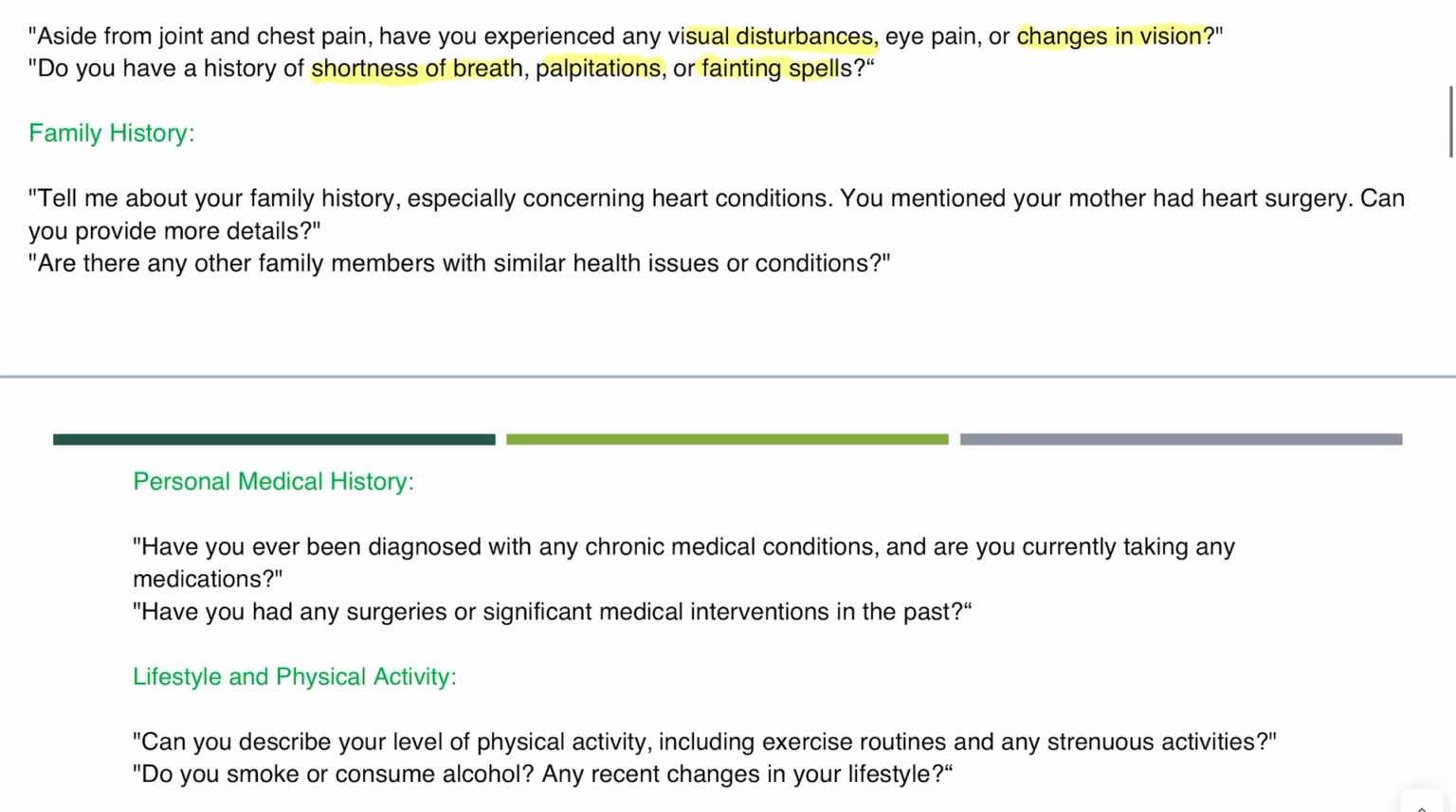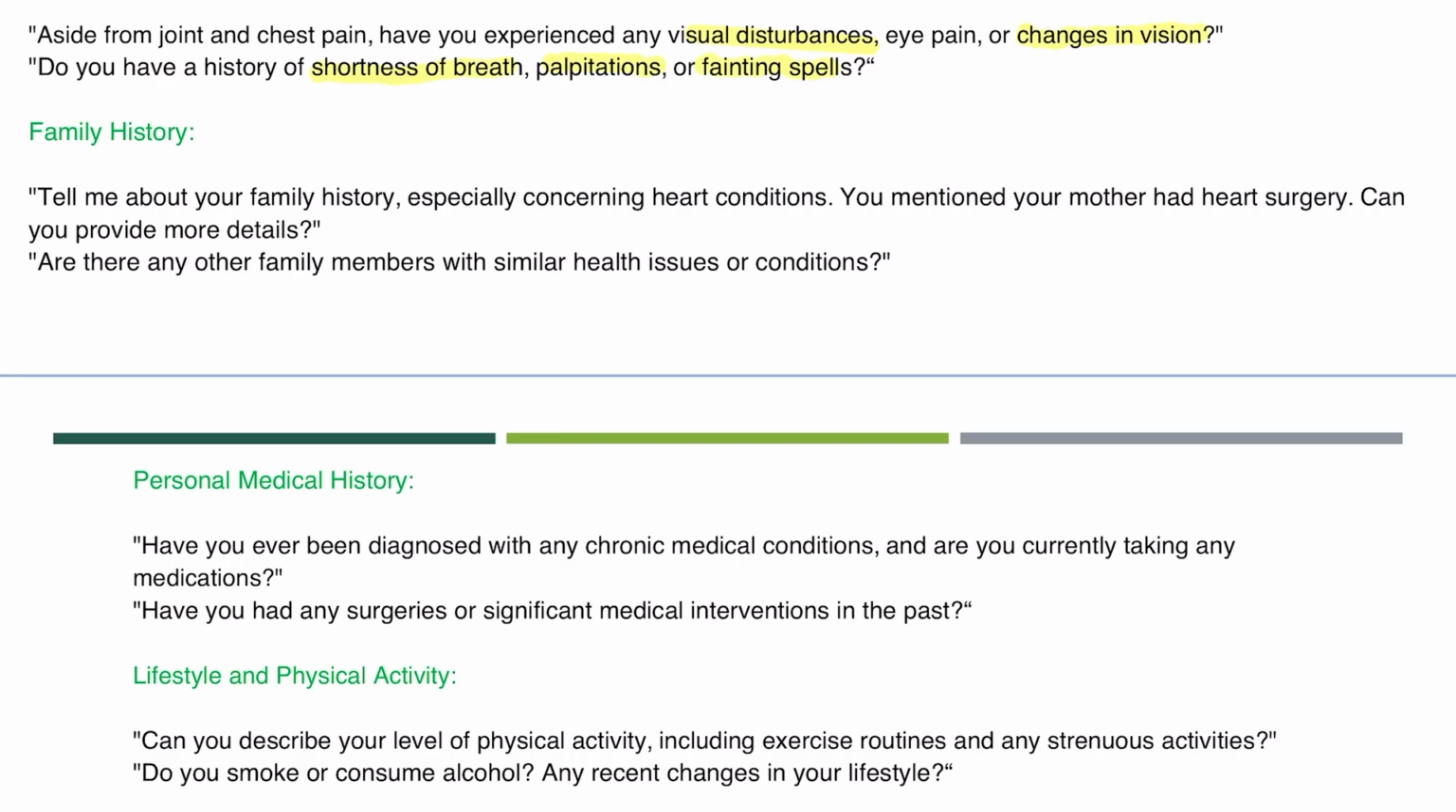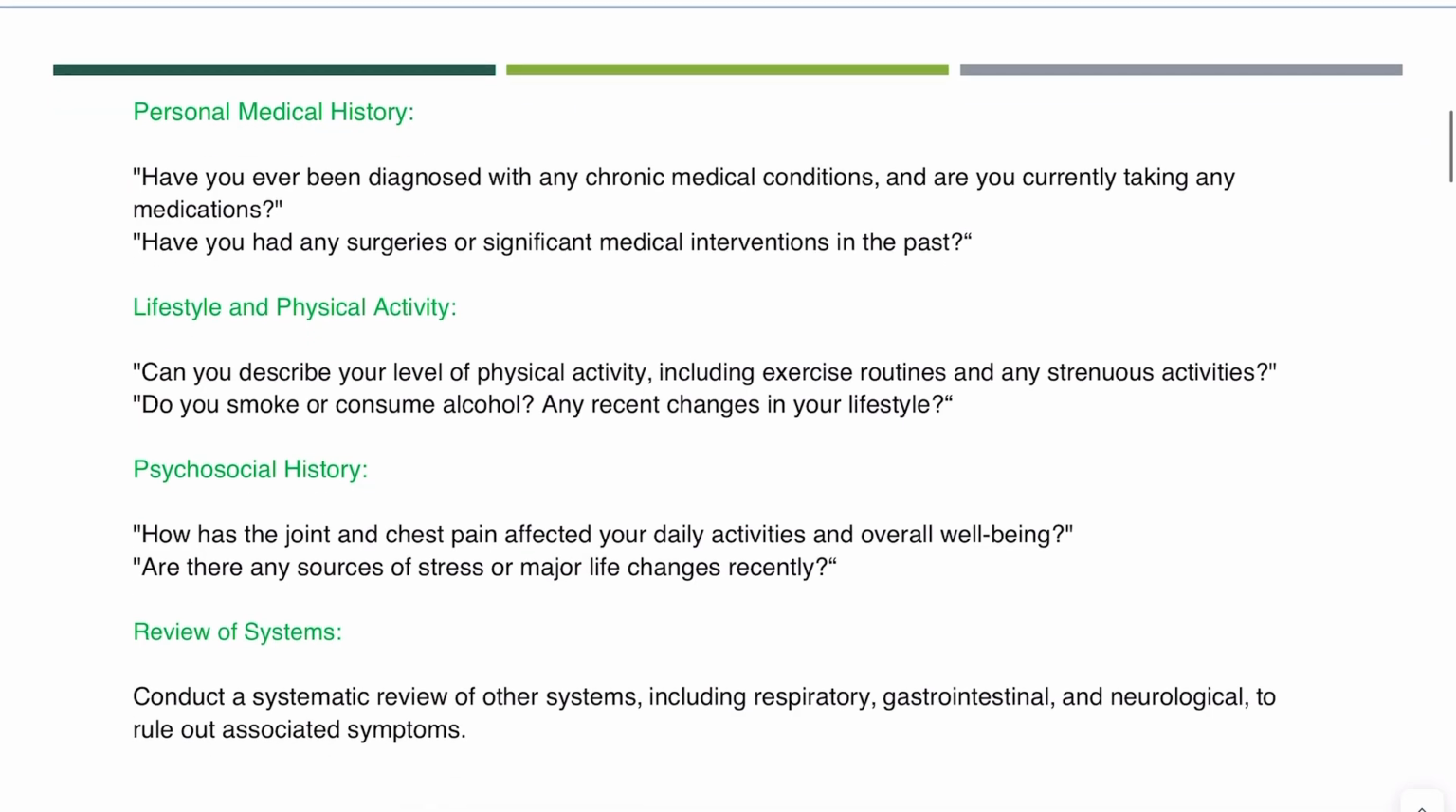We've got family history. So tell me about your family history, especially concerning heart conditions. You mentioned your mother had heart surgery. Can you provide more details? Are there any other family members with similar health issues or conditions? Personal medical history: have you ever been diagnosed with any chronic medical conditions, or are you currently taking any medications? Any surgeries or significant medical interventions in the past?